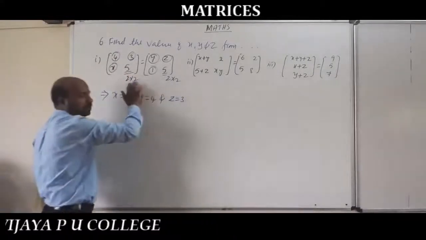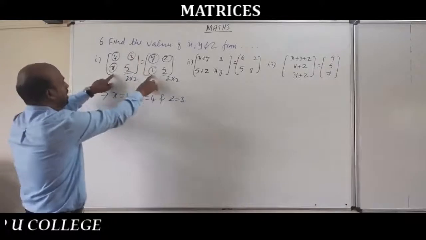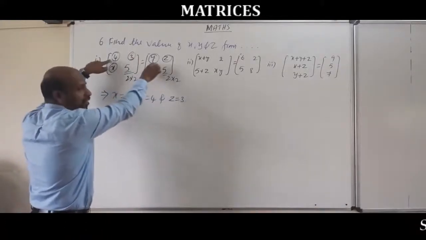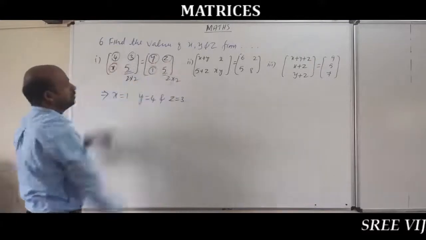Corresponding orders are the same, corresponding elements must be the same. So clearly equal, but the value of x should be 1. And the value of y is equal to 4 and the value of z is equal to 3.